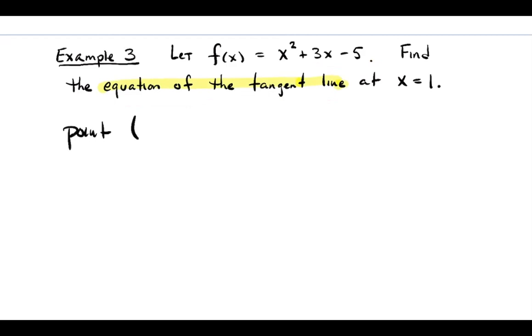Well, I'm finding this tangent line when x is 1. What's the y coordinate? Well, that's f of 1. Pause the video for a second and compute it. What do you get when you plug in 1 into x squared plus 3x minus 5? I'm going to say that you get minus 1. So that's the point. What's the slope? The slope is f prime of 1.